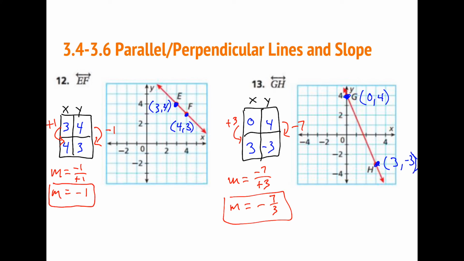Once again, you see the points here, 3, 4, and 4, 3. Throw them in the box, get -1 over +1 as the change. And then that would just be a -1. And if we look at problem 13, we've got 0, 4, and 3, -3. Throw them in our box, get a decrease of 7 for the y, get an increase of 3 for the x, so then my slope is -7 over 3, which I can just write as a -7/3.